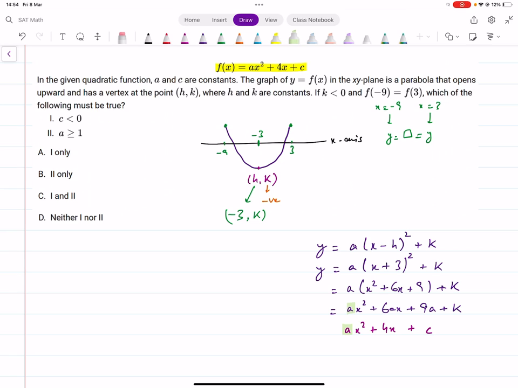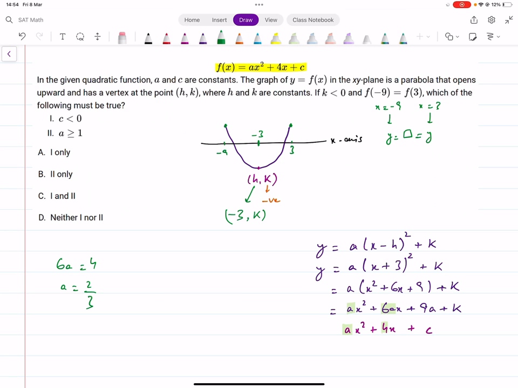A corresponds to a. That does not help much, but what we are given is that 6a corresponds to 4. We can find the value of a from this. So 6a should be equal to 4. That means a is equal to 4 over 6, which is 2 over 3.